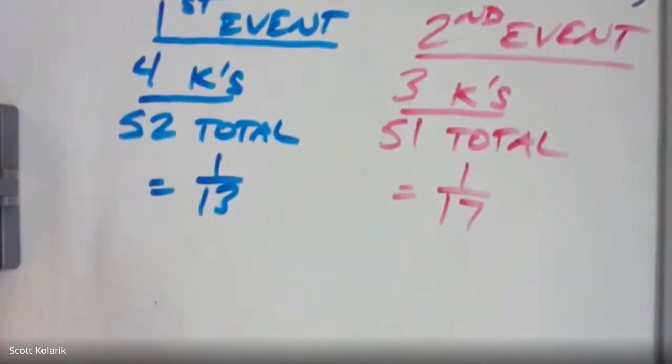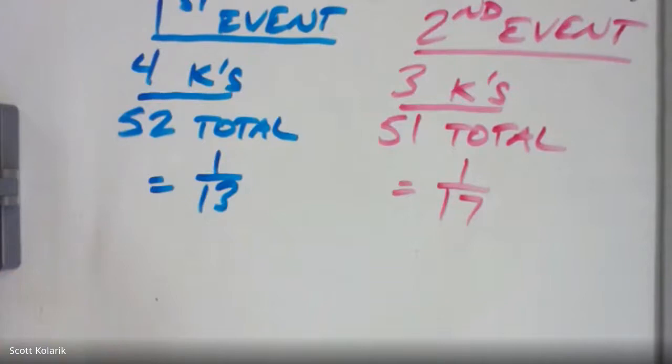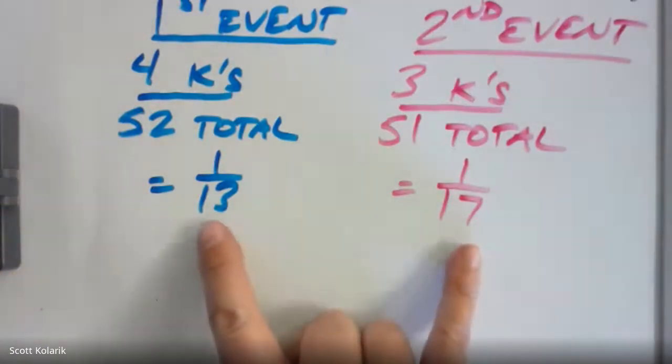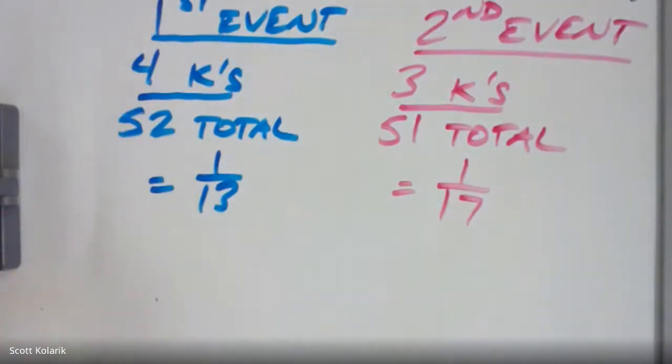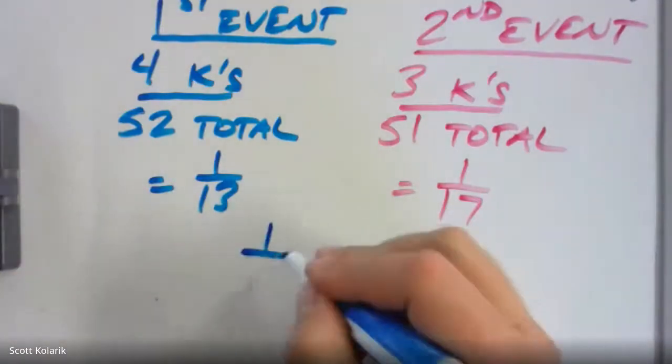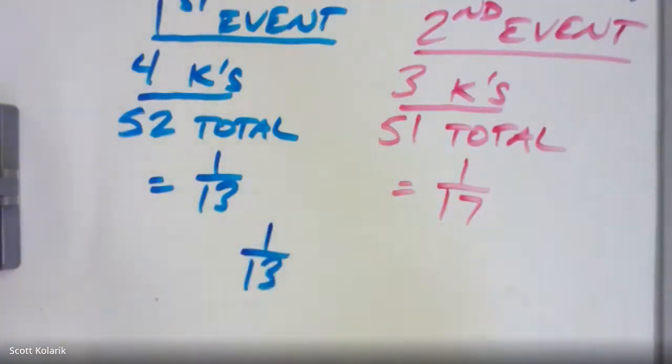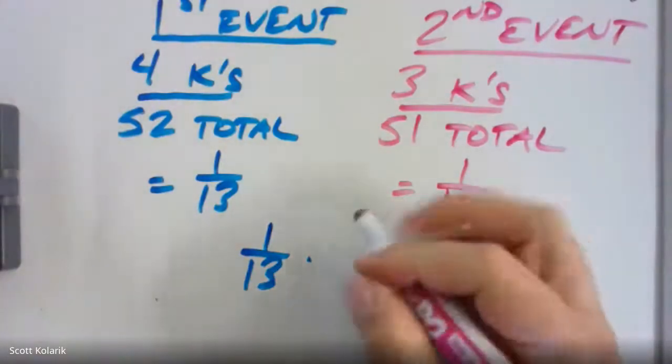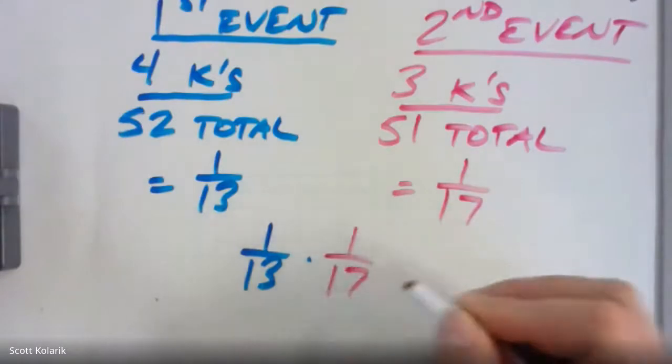Okay, but at this point now, it's the exact same as problem number 16, where in order to find my total probability, I've got to multiply these guys together, so that likelihood of picking a king with my first card is still 1 in 13. I'm going to multiply that by the likelihood of me selecting a king with my second card, in this case now 1 in 17.